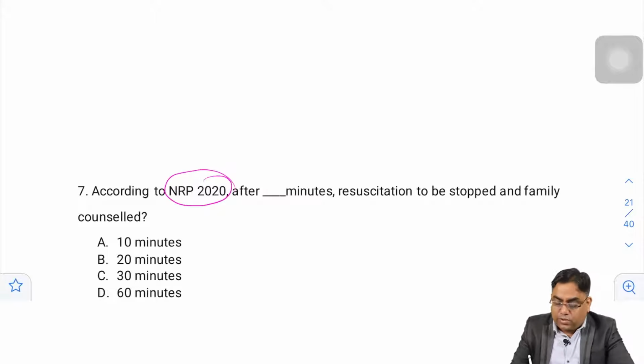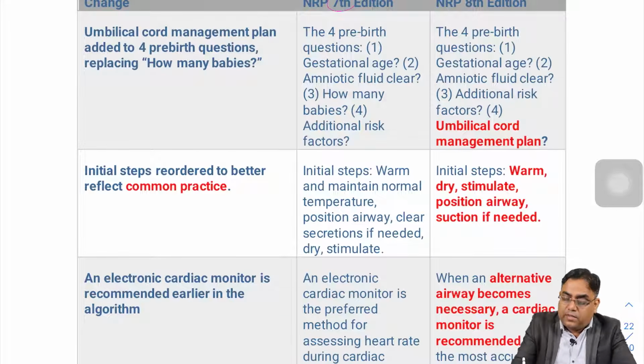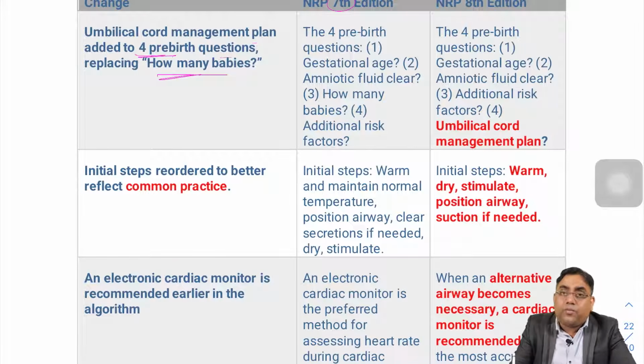According to the latest NRP 2020, after how many minutes should resuscitation be stopped and the family counseled? Okay. So, according to NRP 2020, after 20 minutes. So, the answer is 20 minutes. Okay. So, what is the difference between the 2015 and the 2020 NRP? Umbilical cord management plan was added as a pre-birth question, replacing how many babies. So, the 4 pre-birth questions now are: what is the gestational age, is the amniotic fluid clear or not, is an additional risk factor present or not, and umbilical cord management plan. So, how many babies is replaced with the umbilical cord management plan. This is the change.